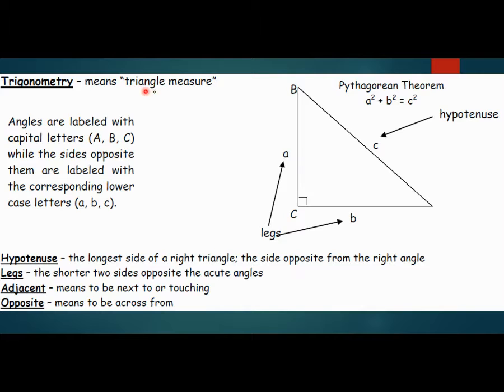Trigonometry means a triangle measure. You know about the Pythagorean theorem, a square plus b square equals c square, or maybe side square plus side square equals hypotenuse square, right? So just quickly, I'm going to the next one. Already I discussed what hypotenuse, legs, adjacent and opposite sides are.